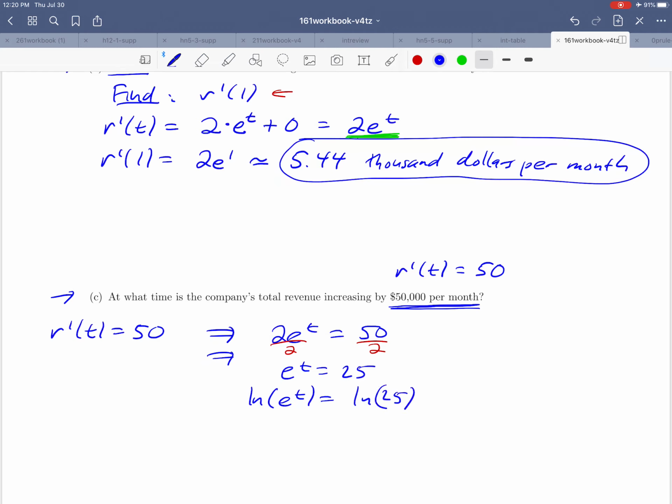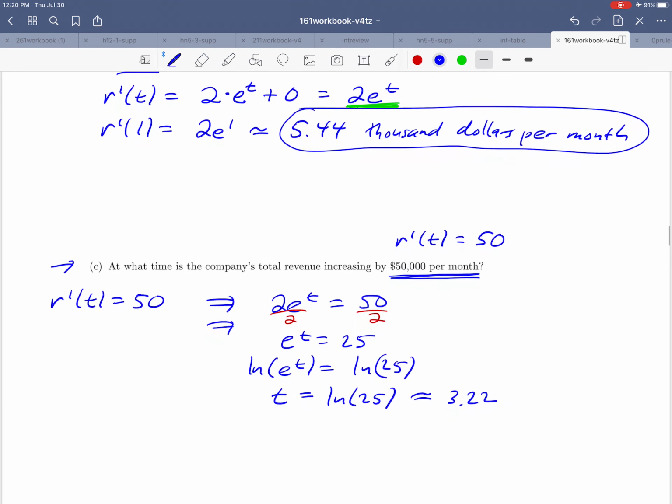The reason that works nicely is that the natural log and the exponential function are inverses of each other. So you take ln of e to the t, the ln and the e cancel, and you just get a t out of that. So ln of 25, that's a job for your calculator. That winds up being about 3.22. And what should the units on that number be? Notice that that's a value of t, time, and so that should be measured in months. So after 3.22 months, that's how long it takes before our revenue is increasing by $50,000 per month.